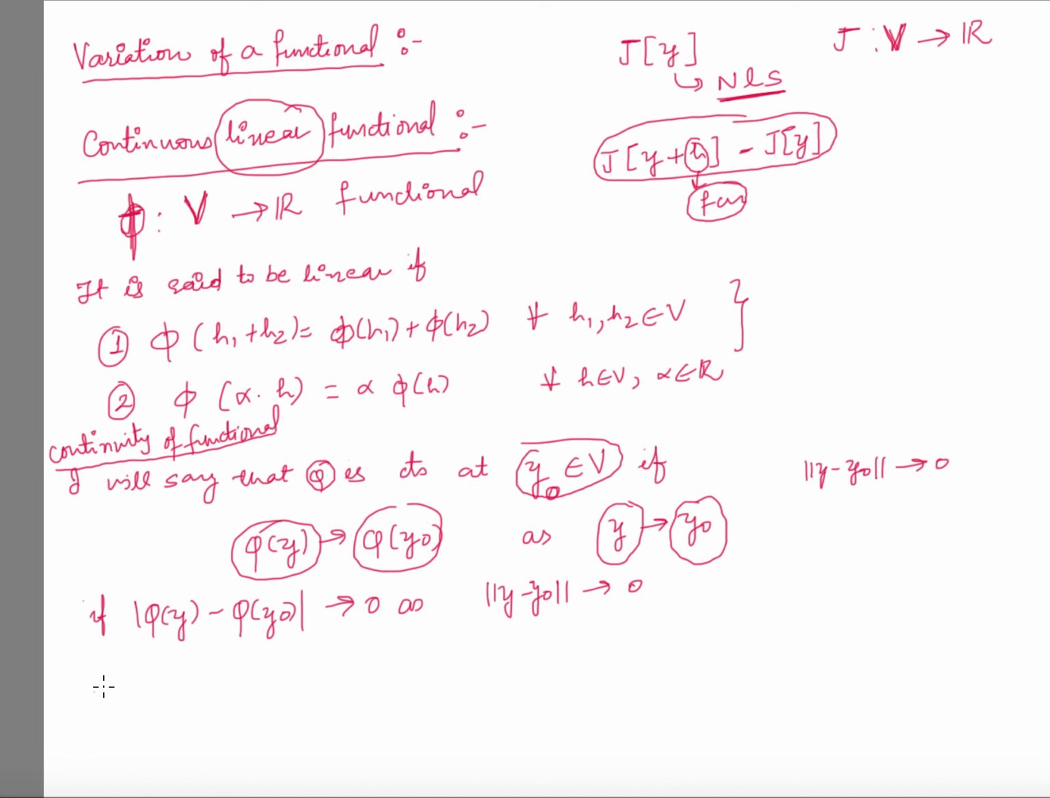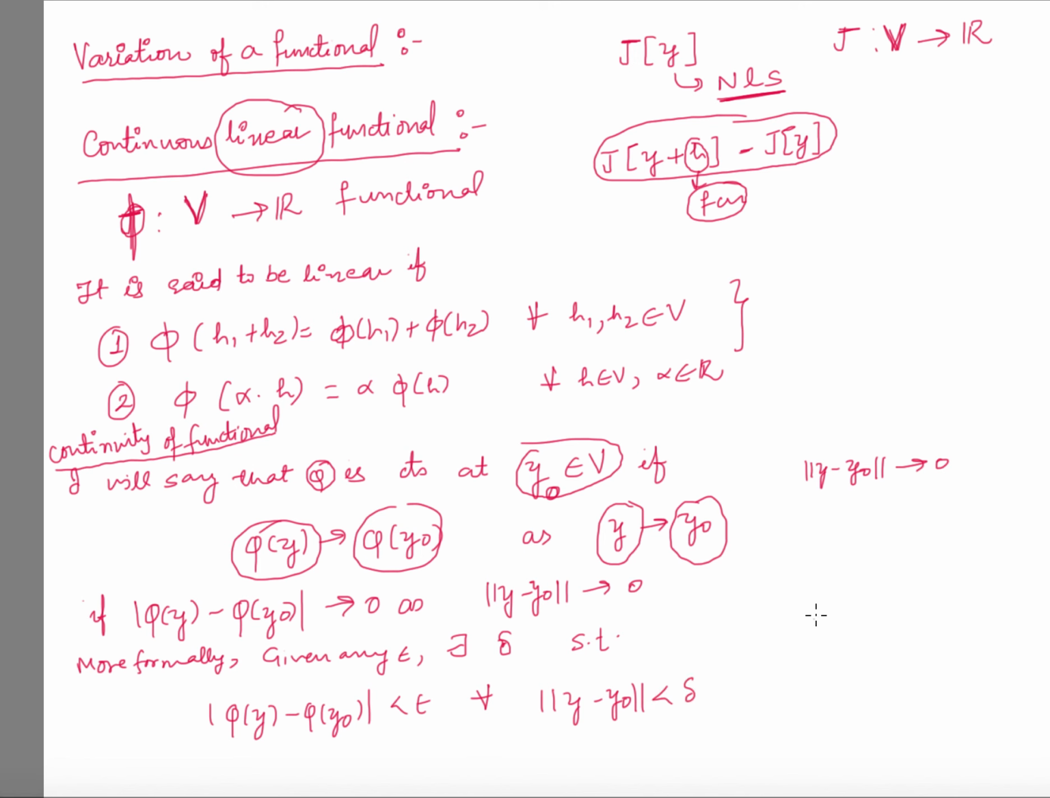Okay, more formally we can write that given an epsilon, there must exist a delta, which will actually be a function of epsilon, such that the mod of phi of y minus phi of y naught is less than epsilon for all y with norm of y minus y naught less than delta.